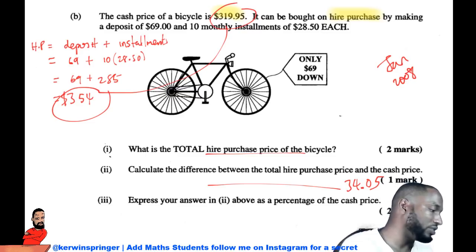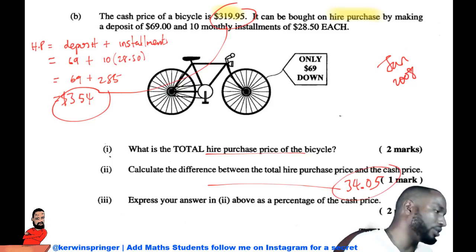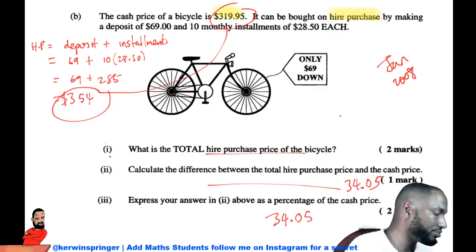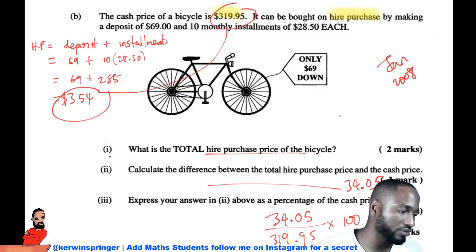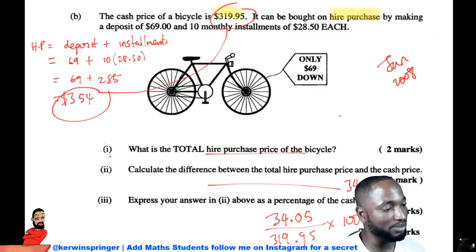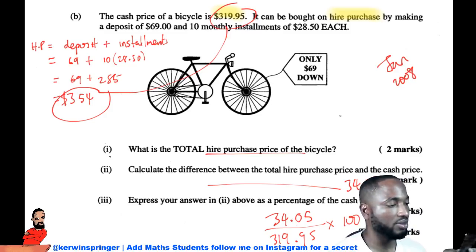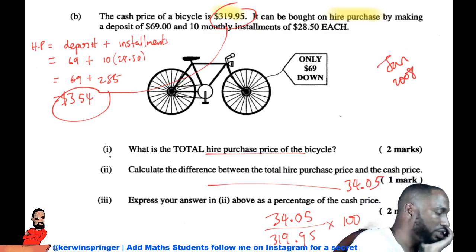Express your answer in part two as a percentage of the cash price. So just put this over the cash price and multiply by 100. What percentage do you get? As a percentage of the cash price. 34.05 over the cash price, 319.95, multiply by 100. How much percentage are you all getting? 34.05 divided by 319.95 multiplied by 100. 10.6 percent.